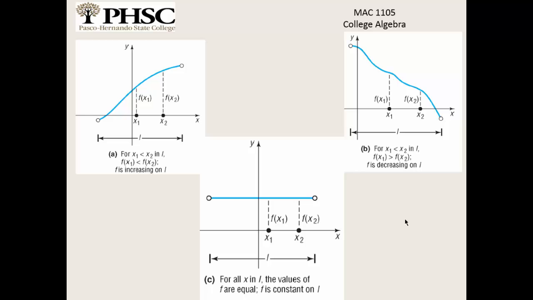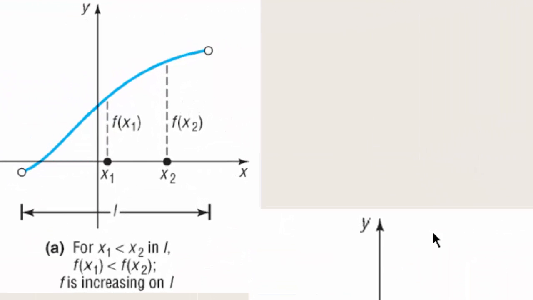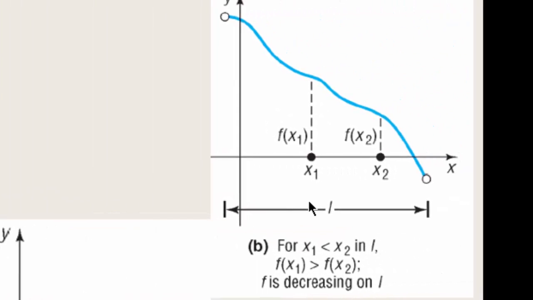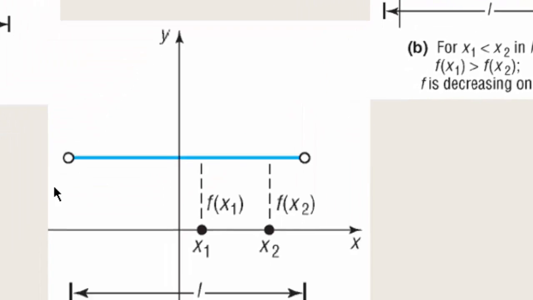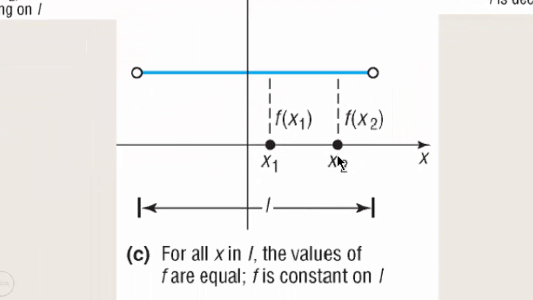So here we have some more examples. The first one, as you can see, x1 is less than x2, and f of x1 is less than f of x2. So therefore, in the interval between this open circle and this open circle, or between x1 and x2, the function is increasing. Here, for the next example, x1 is less than x2, and f of x1 is greater than f of x2, so therefore it's decreasing. And then here is a constant function: x1 is less than x2, and f of x1 is equal to f of x2.